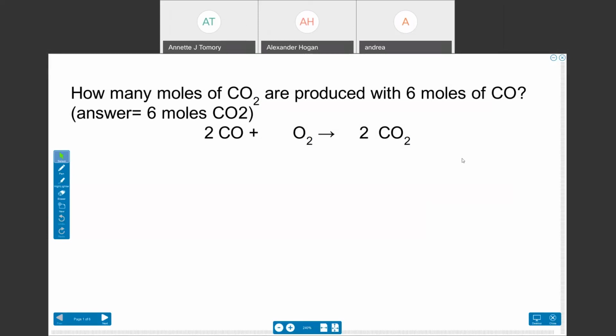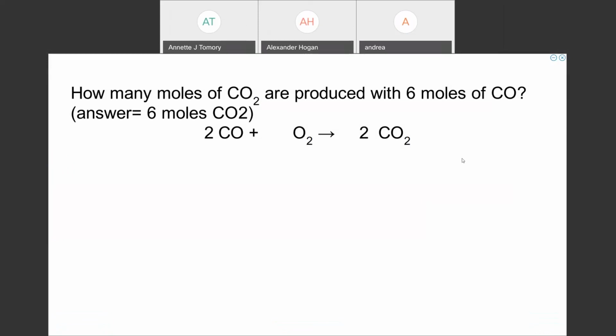Okay, so how many moles? So you see the word moles there.